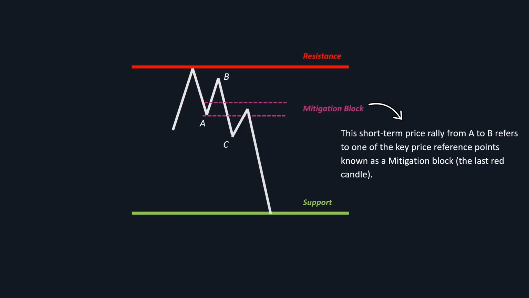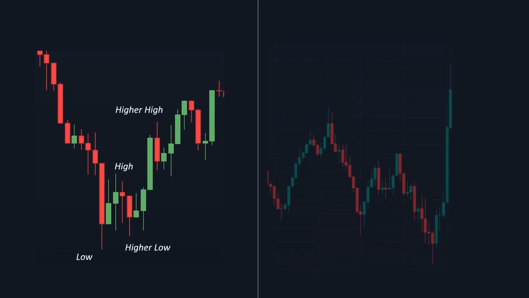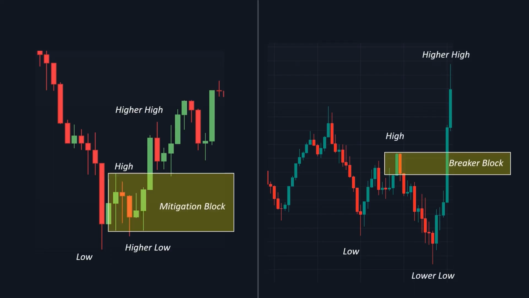The key difference between a mitigation block and a breaker block lies in their structure. A mitigation block consists of a low, a higher low, and then a higher high. In contrast, a breaker block features a low, a high, a lower low, and then a higher high. The defining difference is that a breaker raids liquidity on its respective timeframes by making a higher high or lower low before reversing, whilst a mitigation block does not do that. For this reason, a breaker is always a higher probability PD array to trade off from.